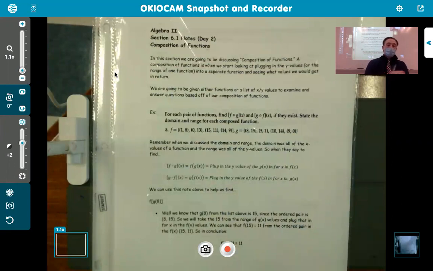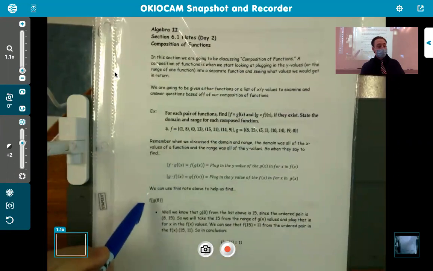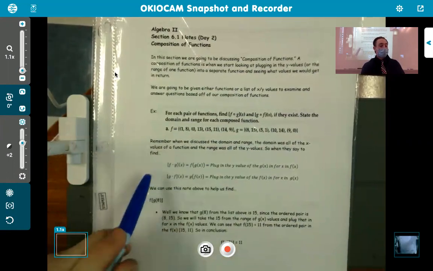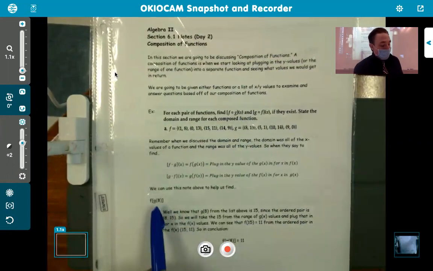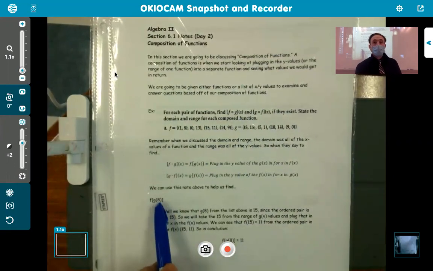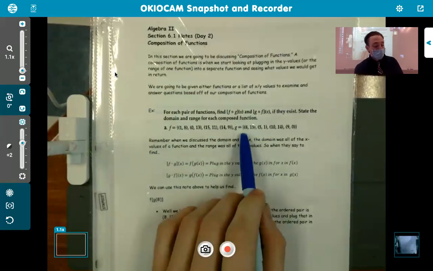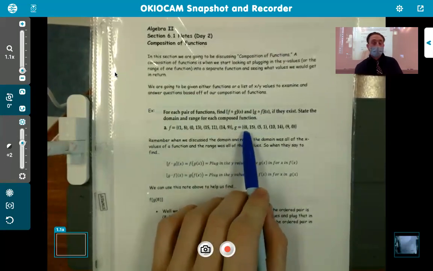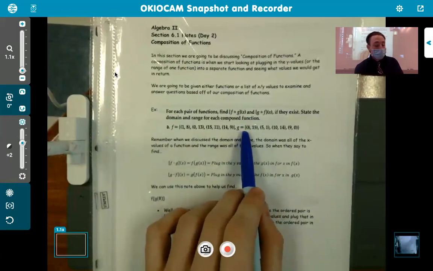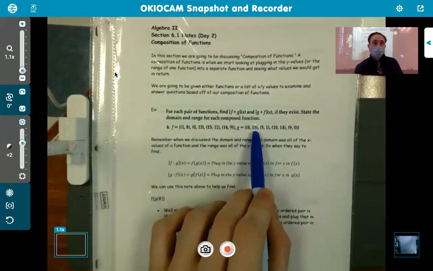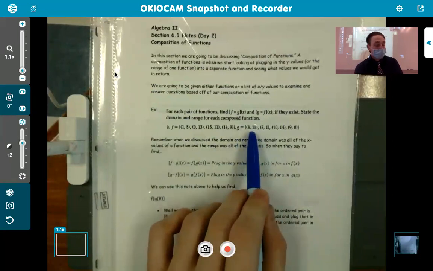Okay. We're going to use this note above to help us start the first question with finding f of g of x. Okay. What we do is we go to whatever the value is for g. So we always start from the inside out. Okay. So g of 8, what that means is wherever 8 is for x, I'm going to find the y value. Okay. Well, if I look at my list here, g of 8 is 15. Do we see that? So when we plug in 8 for x in the g function, we get 15 out.